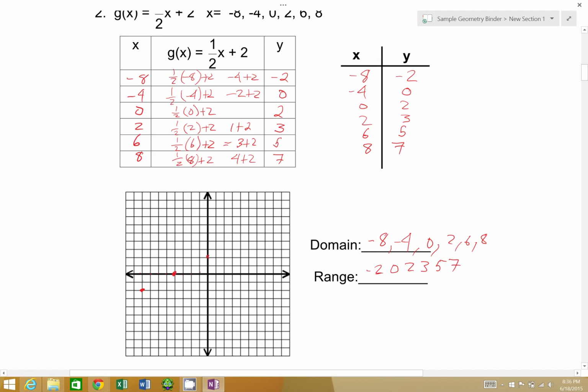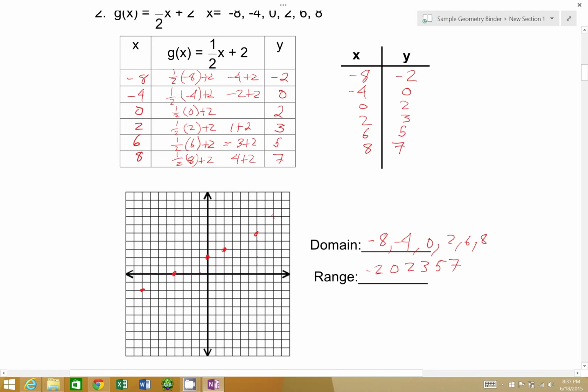0, 2, 2, 3, over 6, 1, 2, 3, 4, 5, 6, and up 1, 2, 3, 4, 5, and 8, and up 1, 2, 3, 4, 5, 6, 7.